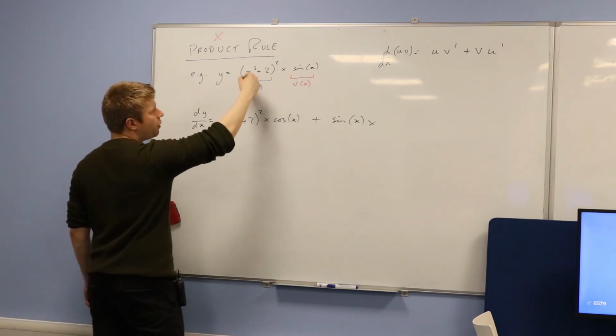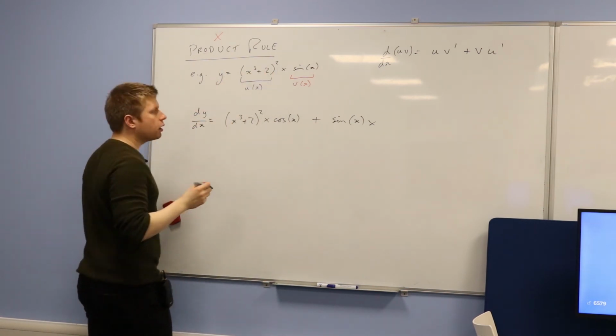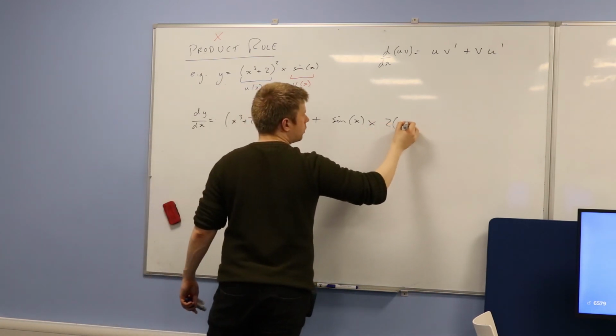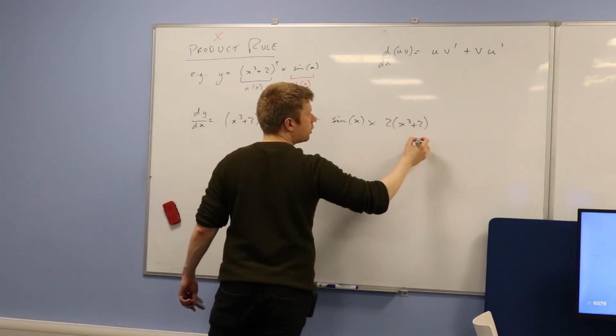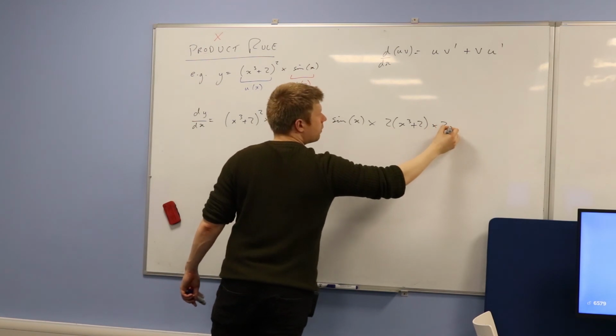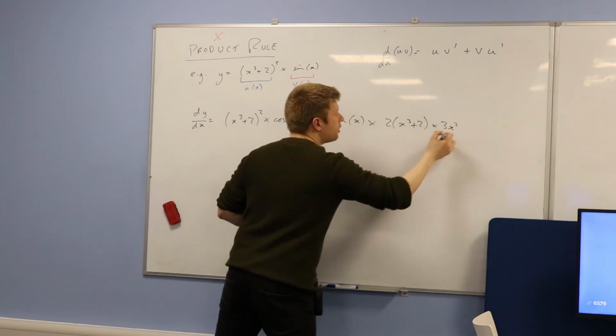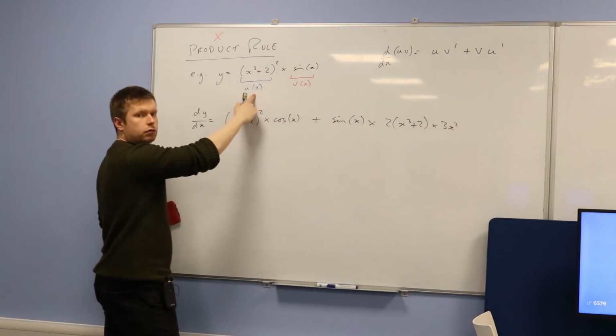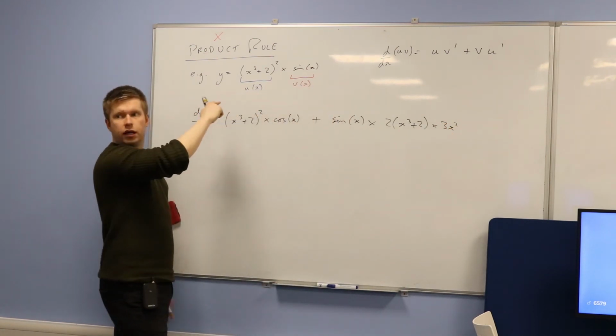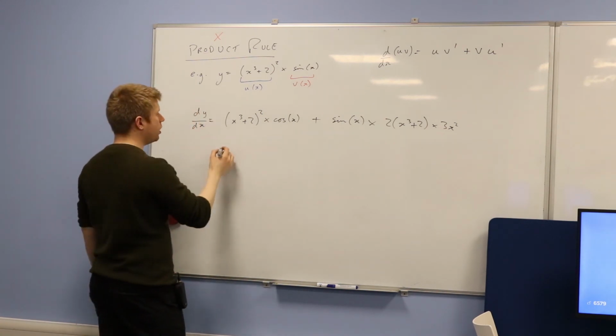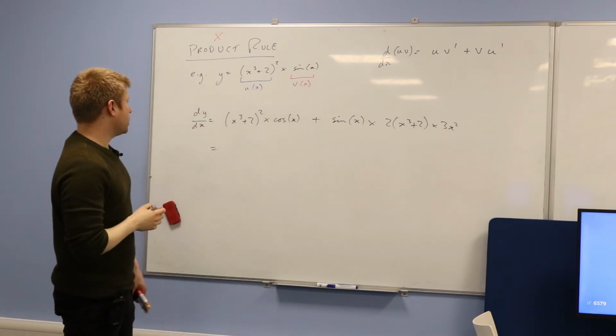So what's the derivative of my first function, somebody? Yeah? Perfect. It's just the chain rule. So the power of 2, it's just the chain rule on this. Does that make sense to everyone? Any questions? No? Okay.